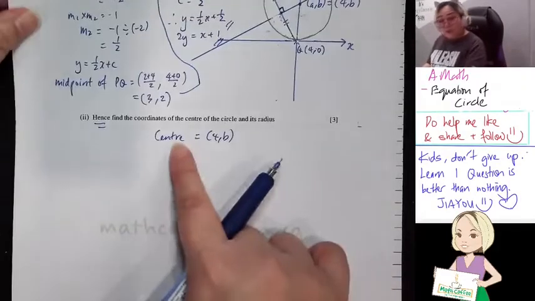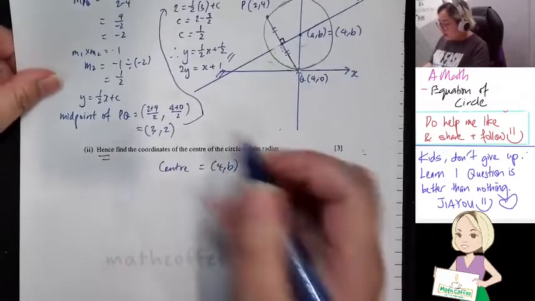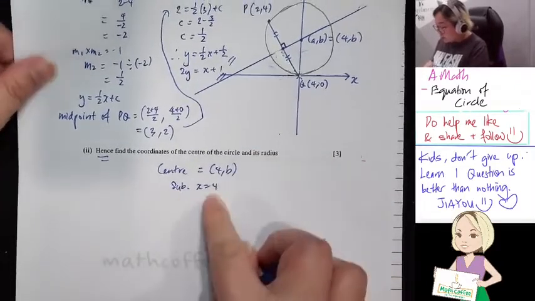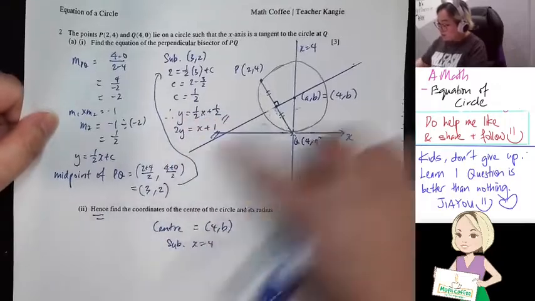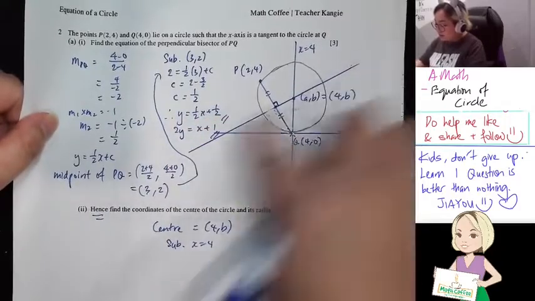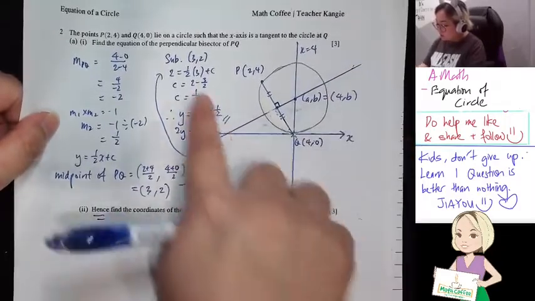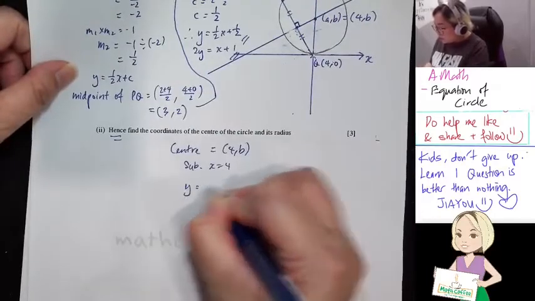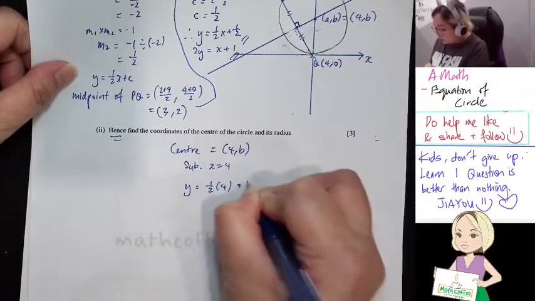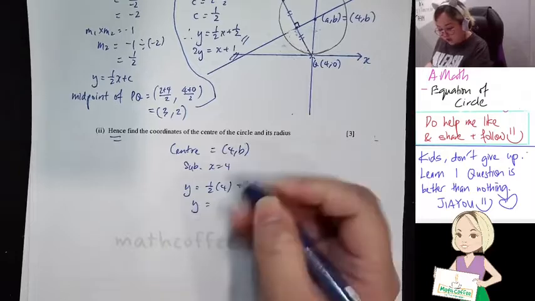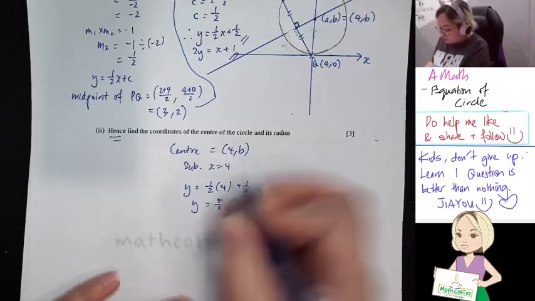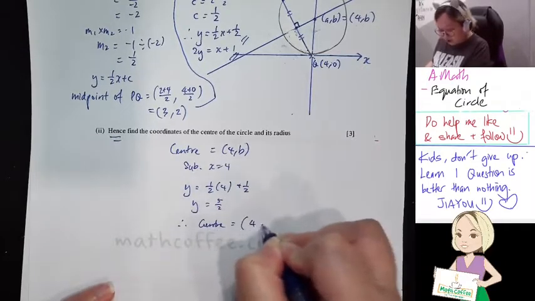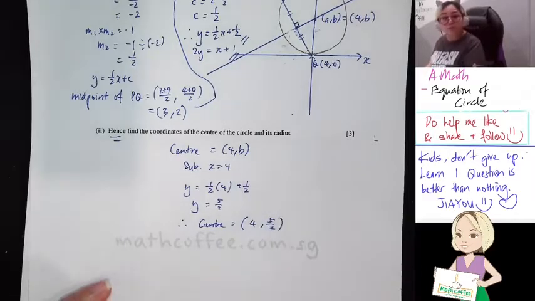so what we need to do is, I just need to sub in x equals to 4 into the equation of this line, because my center lies on this line, and now I already have the equation of this line, which is this one. Okay, so it will be y equals to half times 4 plus half, which will give us 5 over 2. So therefore, the center is equals to (4, 5 over 2).